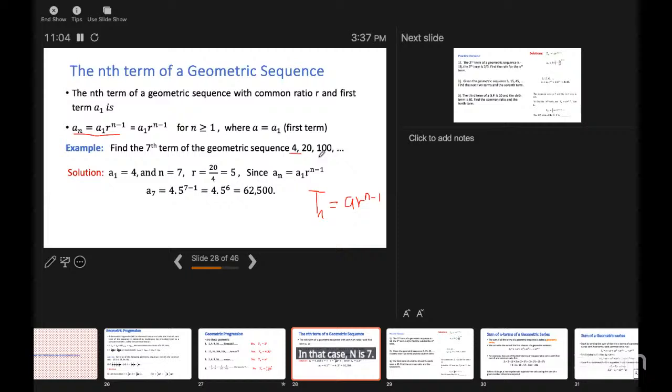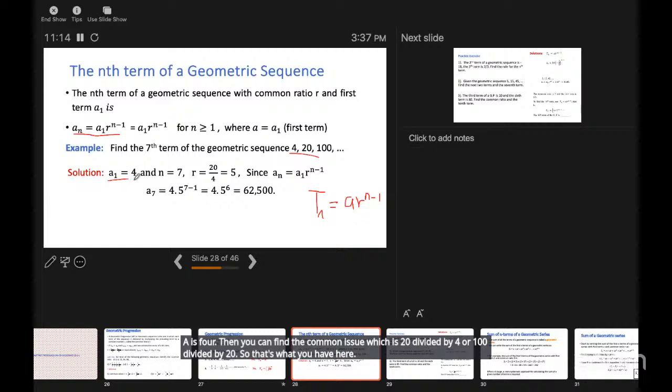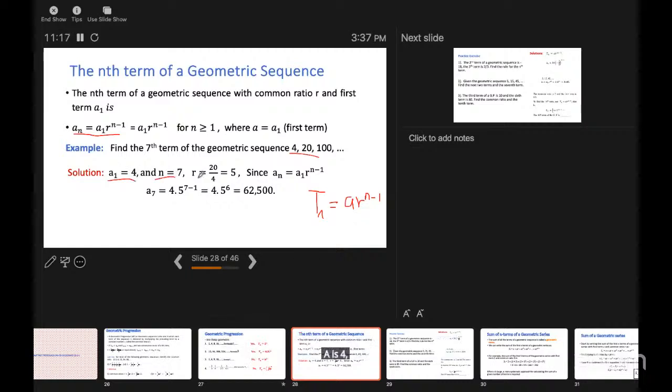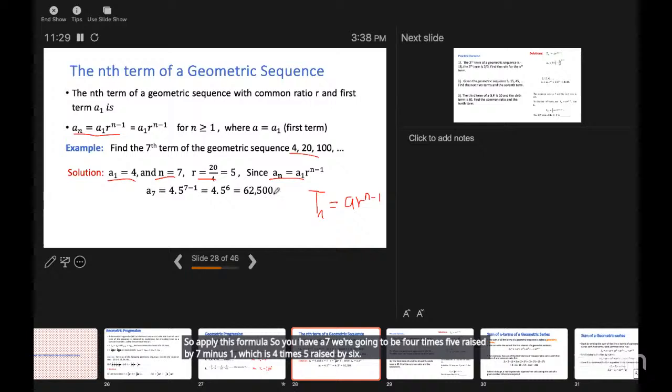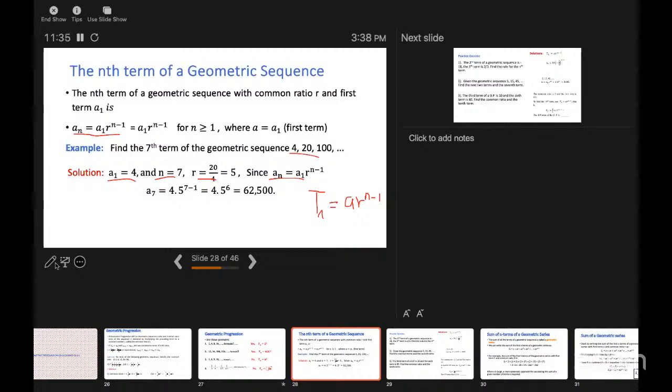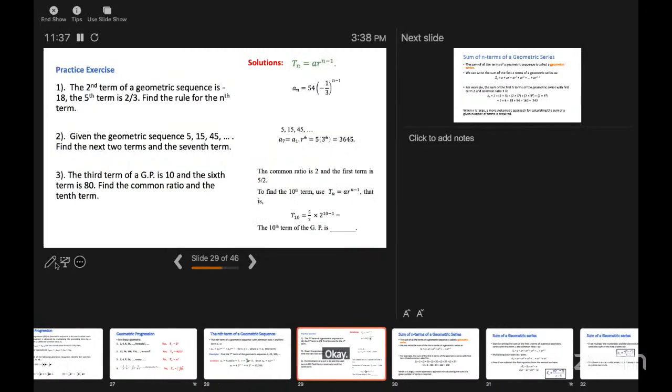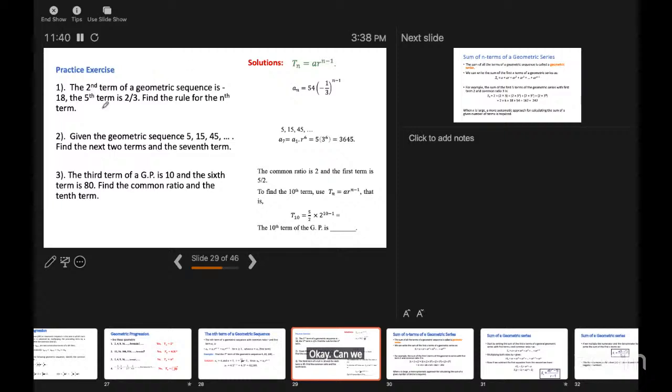Then look at the sequence. A is 4. Then you can find the common ratio, which is 20 divided by 4 or 100 divided by 20. So that's what you have here. A is 4, n is 7, your R is 20 over 4, which is 5. So apply this formula. You have A7, which is going to be 4 times 5 raised to power 7 minus 1, which is 4 times 5 raised to power 6, which is 62,500. Okay. Can we do this as a practice exercise?